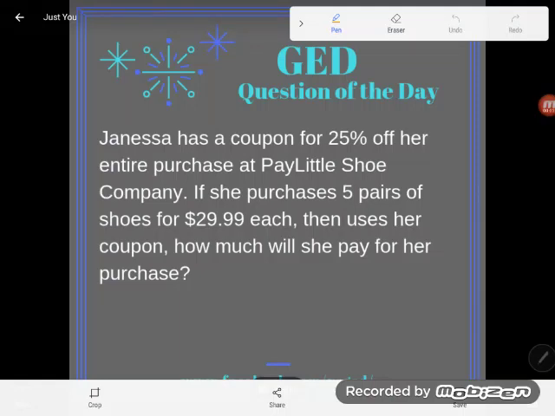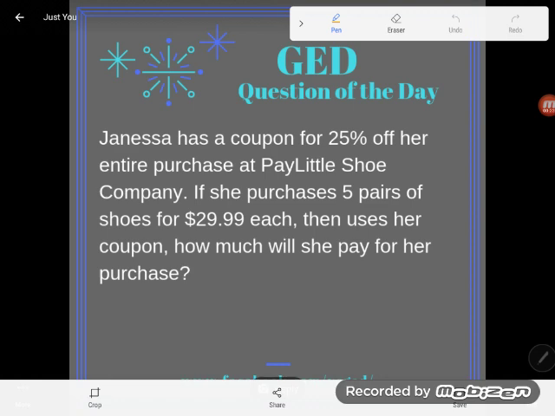Hey GED students, it's GED question of the day, and we've got a word problem. Just a fair warning, I'd grab my calculator, my TI-30XS MultiView calculator, same one I get on the GED, if I were going to do this problem, because you always get calculators with word problems on the GED. Let's take a look.